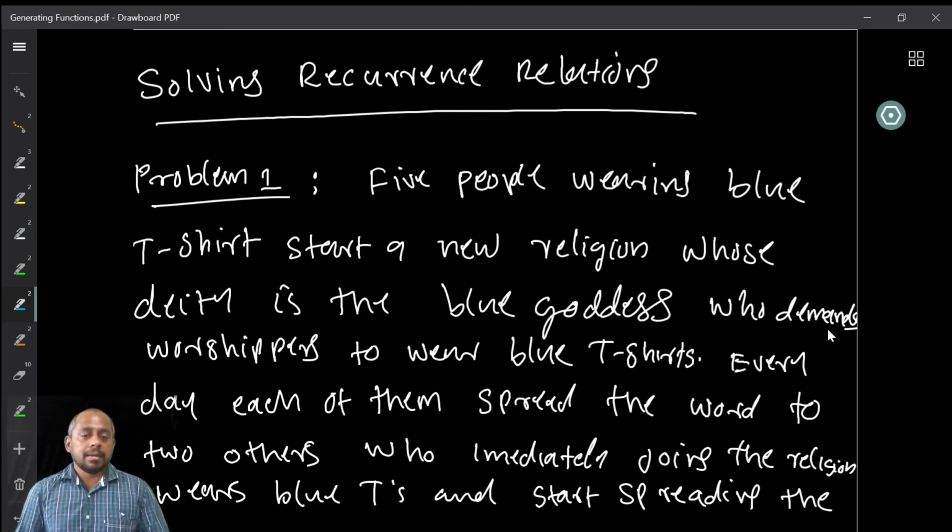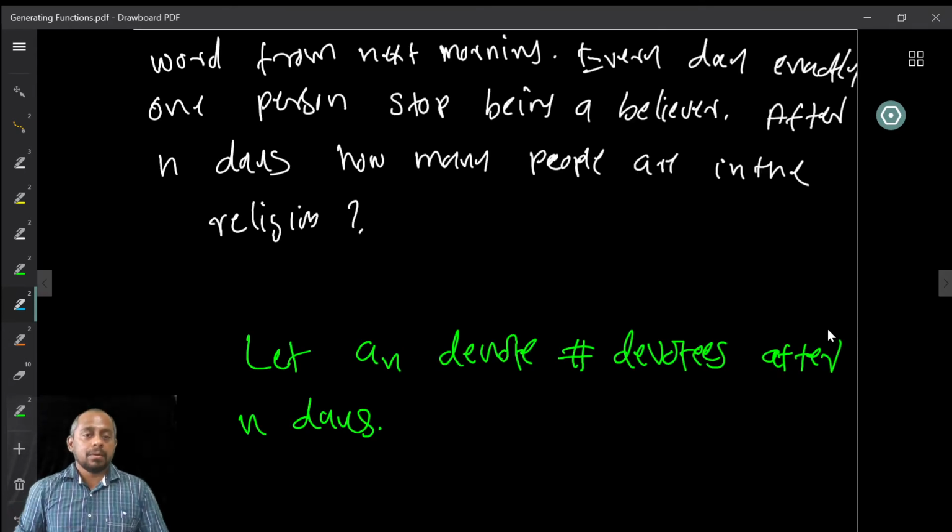So they join the religion, start wearing the blue t-shirts, and also start preaching or spreading the word. From the next morning onwards, they will also do this. So every day they spread the word to others. But of course, every day exactly one person stops believing, because they realize, maybe I was too quick to start doing this, so let me get out. So he will stop believing, throw away the t-shirt, and do something else.